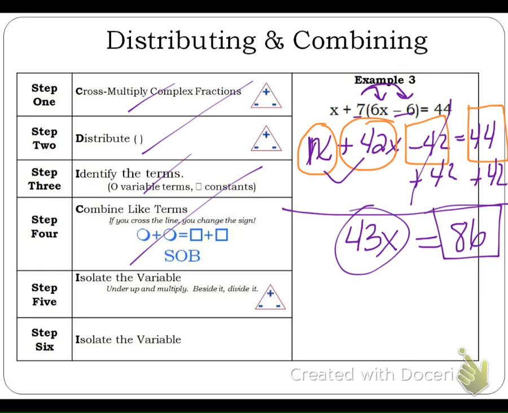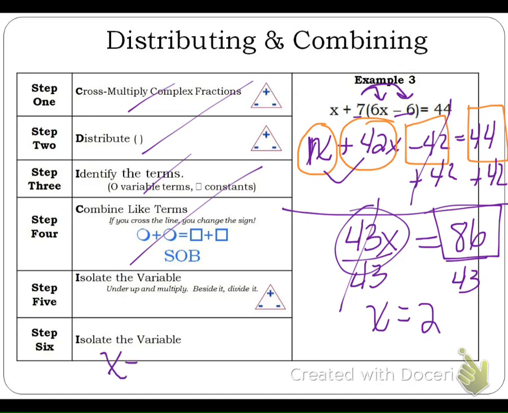But now we have this 43 that's with our x, so that makes it a coefficient, and it's beside it, so we have to divide it. So we divide both sides by 43. 43's cancel out, and you get x is equal to 86 divided by 43 is 2, and it's a positive 2. Right? Are we ready to check it?